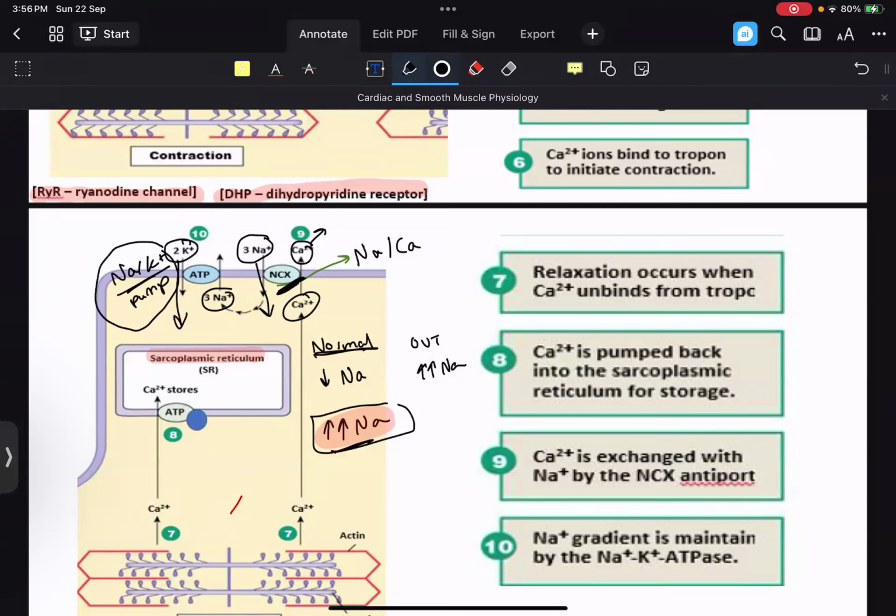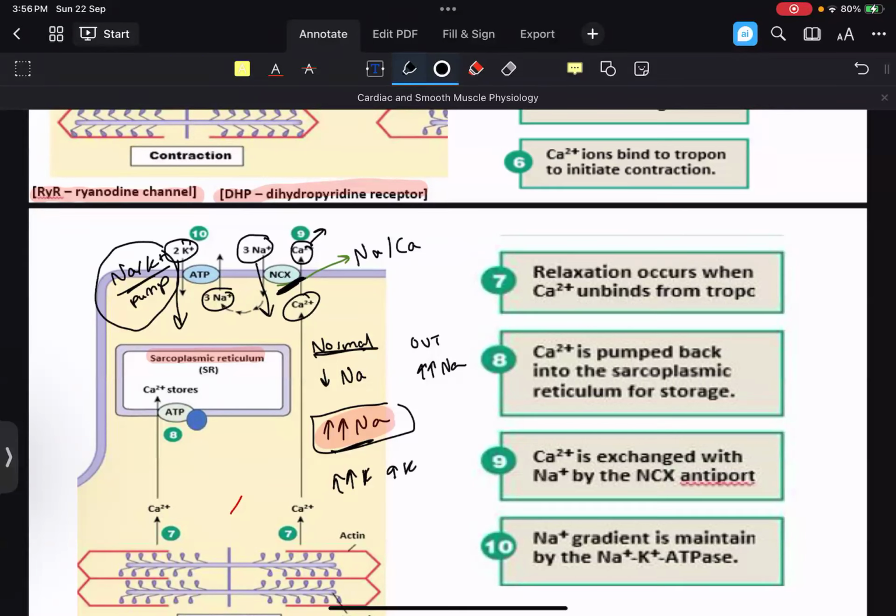inside the cell. You guys might be asking, why is it bringing potassium inside? It's fine if you have a high amount of potassium inside the cell. That's the normal condition. You usually have a higher amount of potassium inside the cell. So is that clear to everyone? Do you understand how the NCX and the sodium potassium pump work?